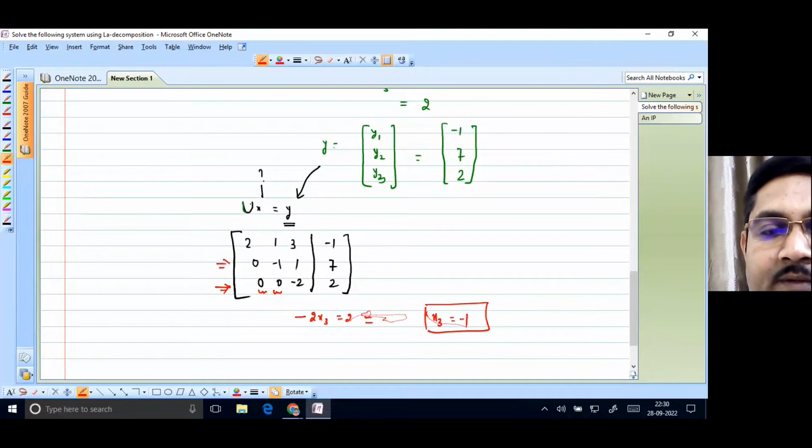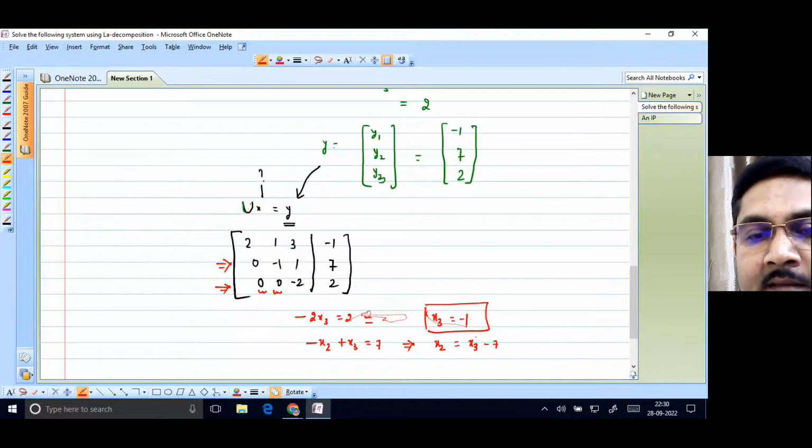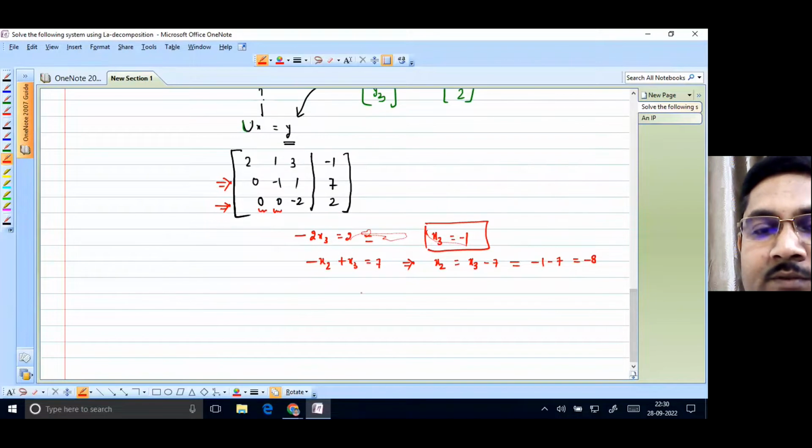Now I will jump into the second last equation, which tells minus x2 plus x3 equal to 7. So x3 value I have obtained. I will write x2 equal to x3 minus 7, and x3 is minus 1. So minus 1 minus 7, and that is minus 8. So I got the value of x2. So x2 is equal to minus 8.